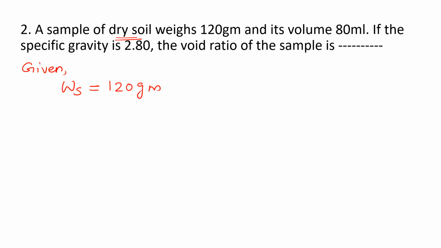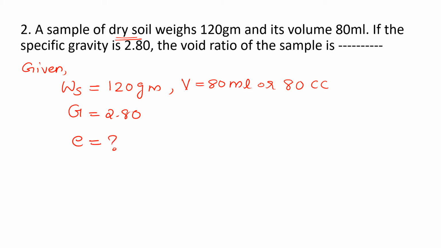They have given that soil is dry. Then the volume is 80 ml, or we can write it as 80 cubic centimeter. ml and cubic centimeter, they are equal. Then they have also given G is equal to 2.80. What we need to find? We need to find out the void ratio. How we will find it? It is given that weight of solid is 120, volume is 80 and G is 2.80. Which relation we have to use to find out the void ratio?